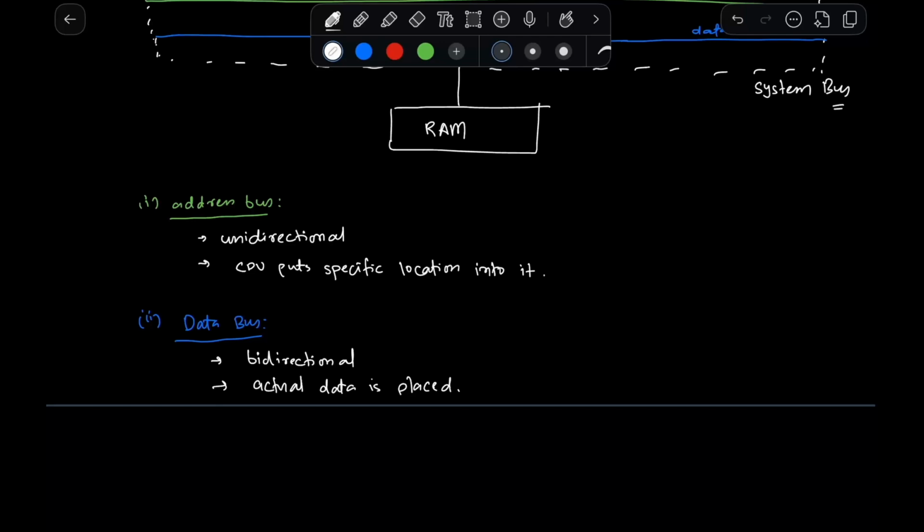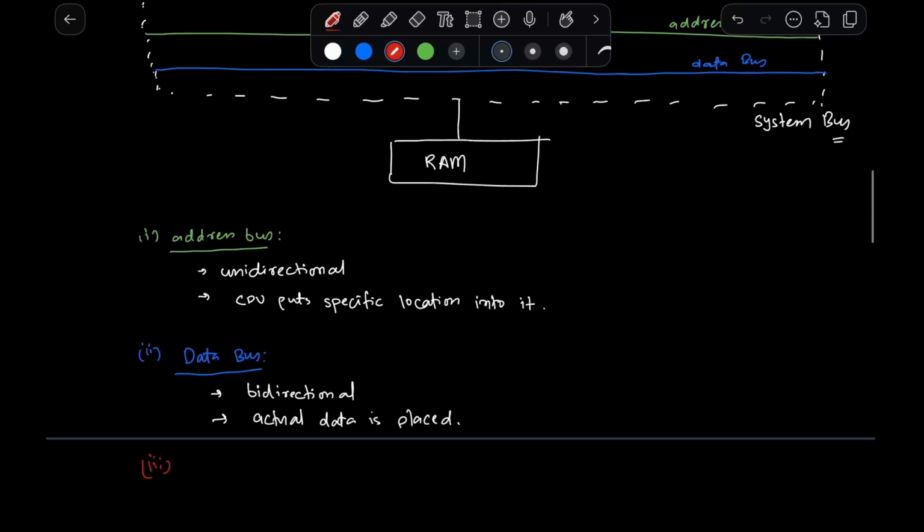Now the third one is, what is left? Control bus.